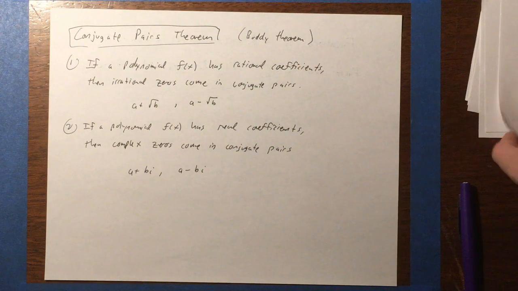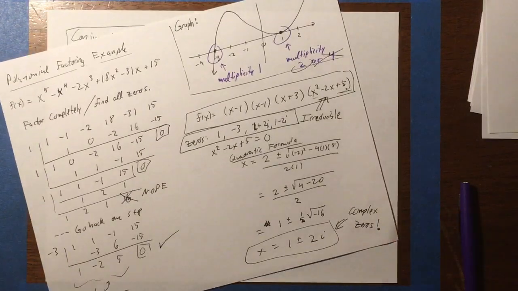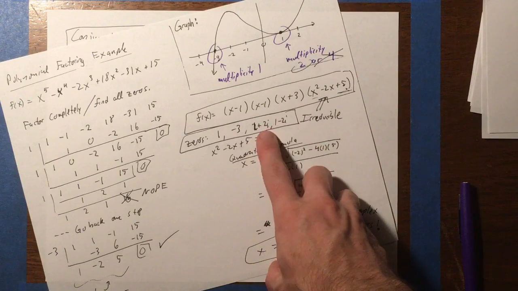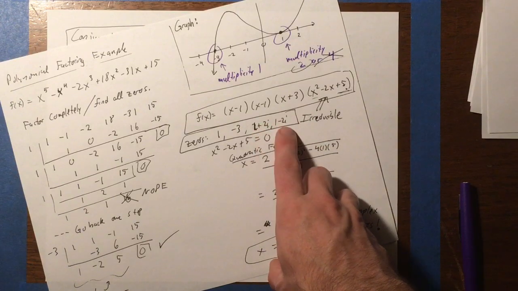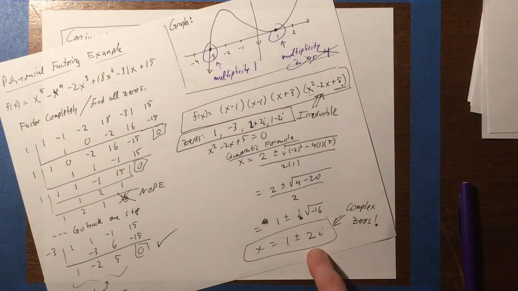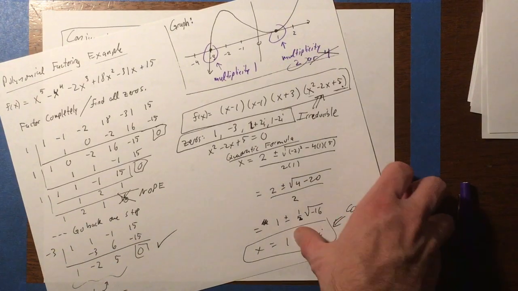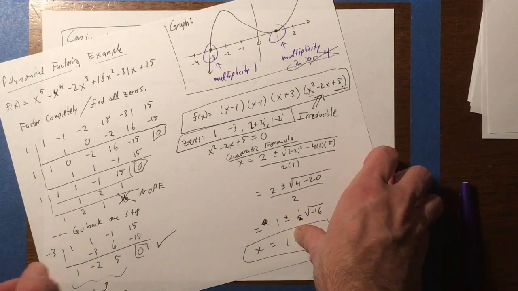All right, so in the last video, we did this factoring, and we discovered that there are these two complex zeros, 1 plus 2i and 1 minus 2i. We got those from the quadratic formula here. These are called conjugates. The 1 plus 2i and the 1 minus 2i.